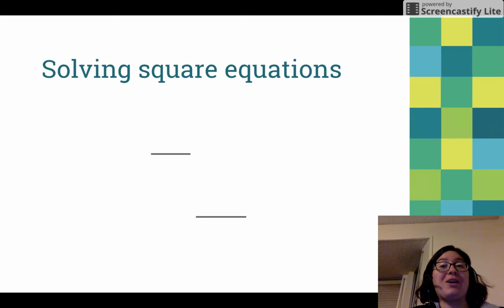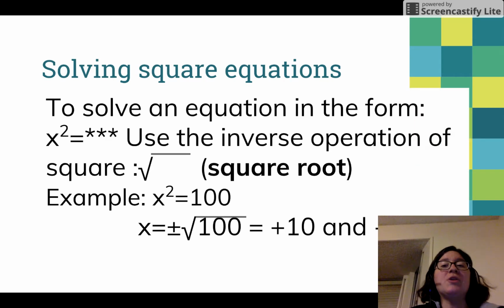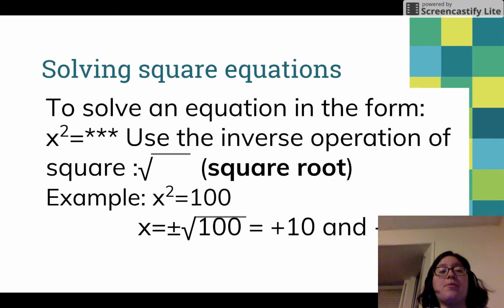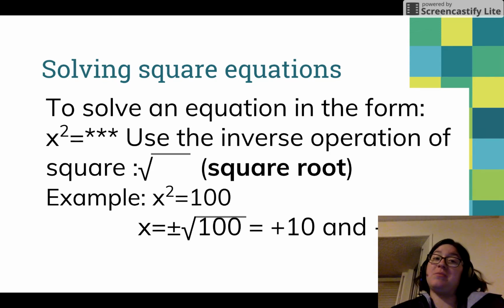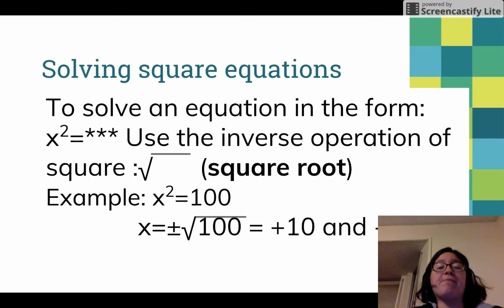Solving square equations. To solve an equation in the form x squared, or x to the second power, equals any random number, you're going to use the inverse operation of square. In this case, square means take the second power. And the inverse operation of taking a second power is called the square root. It has almost a division symbol, but a little bit different, more like a check mark in front. And that's called the square root.